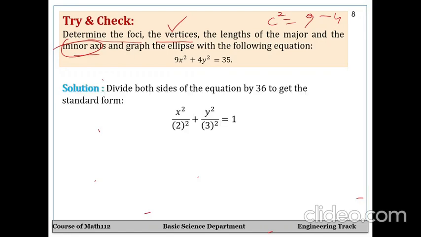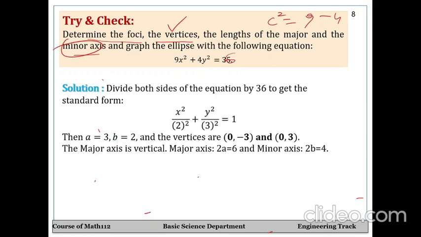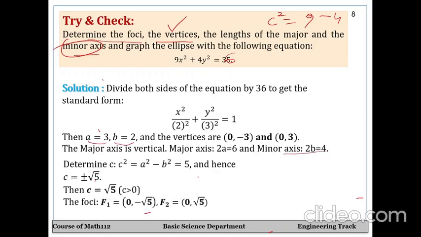Let's divide by 36 on both sides. So this has to be 36. Then make them square and find the vertices, and then the minor axis and major axis. They are just double of a and double of b all the time. So c squared is equal to a squared minus b squared, and you can take the absolute value, no problem. Then the foci have to be on the y-axis, because the major axis is on the y-axis.